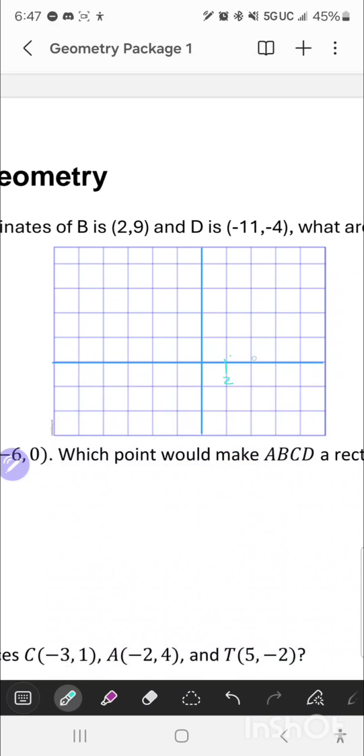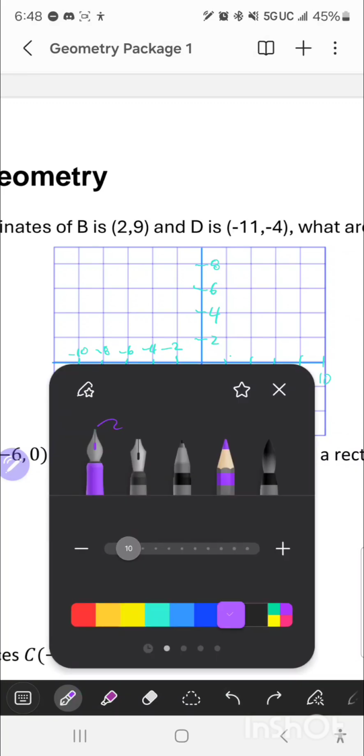So this is 2, 4, 6, 8, and 10. And this is 2, 4, 6, 8, only 9 because that's the middle. This is negative 2, negative 4, negative 6, negative 8, negative 10, and negative 2, negative 4, and well, negative 6. Well, let's use it.